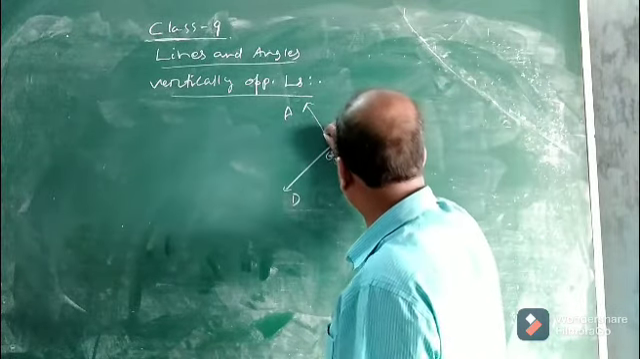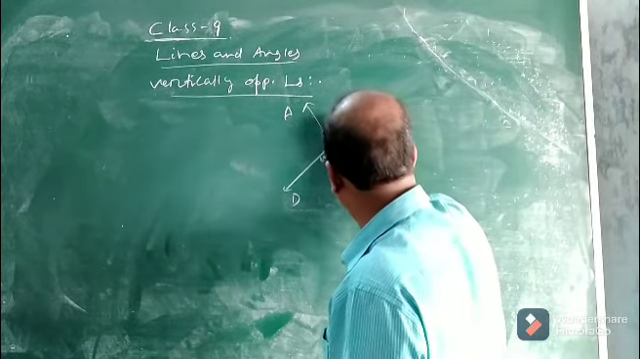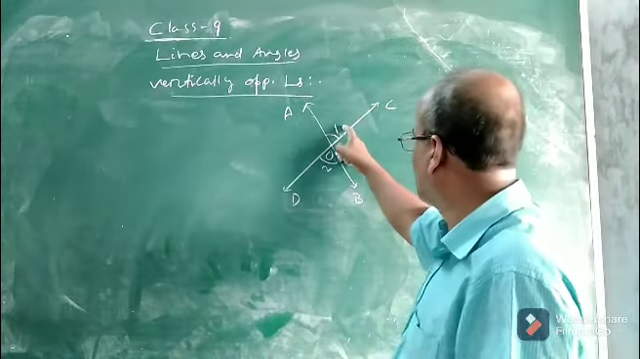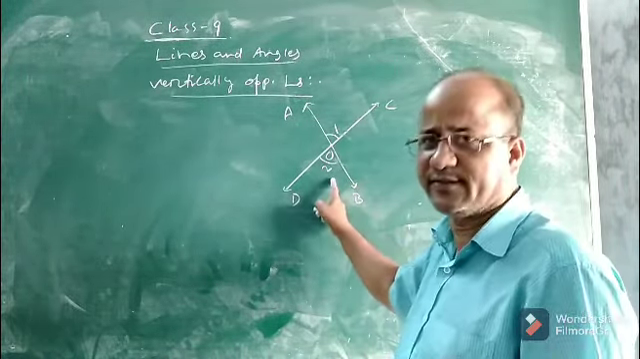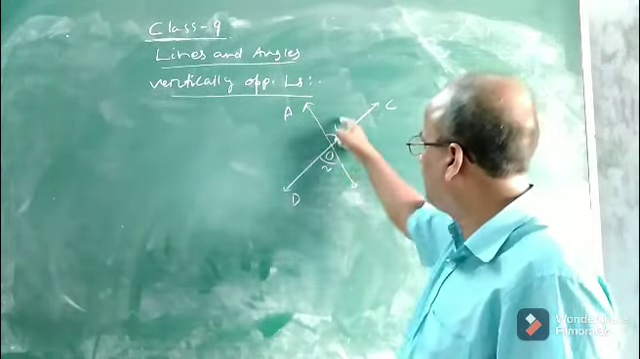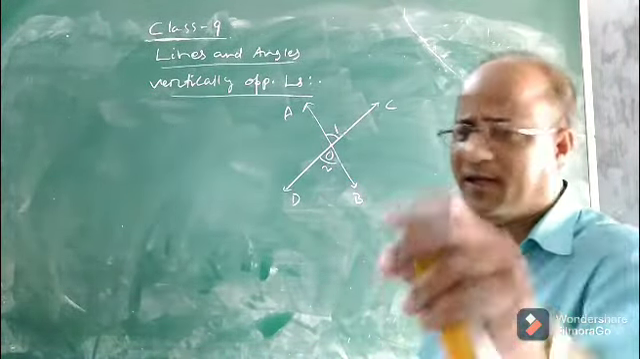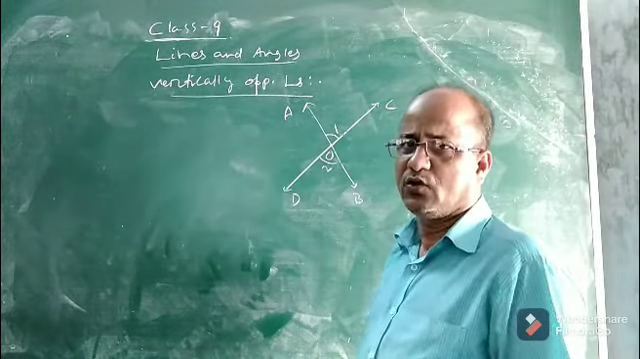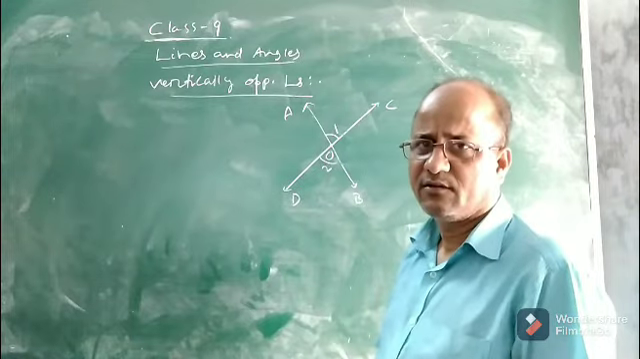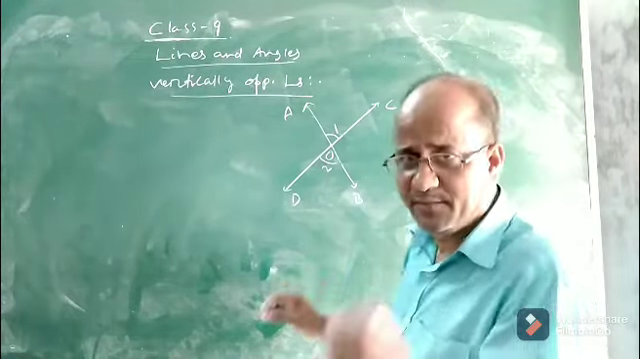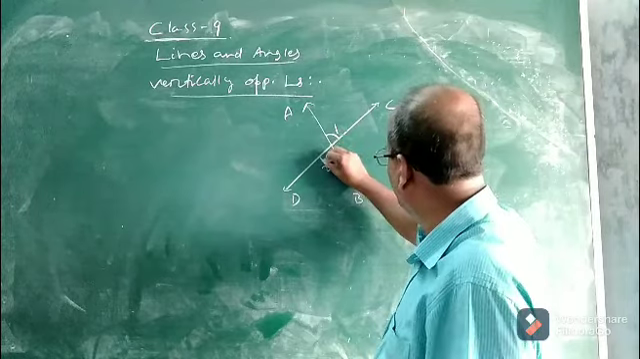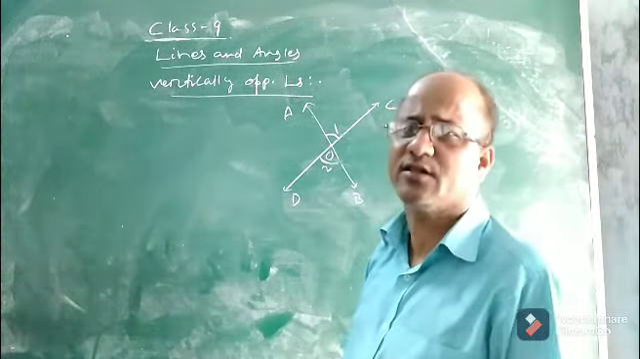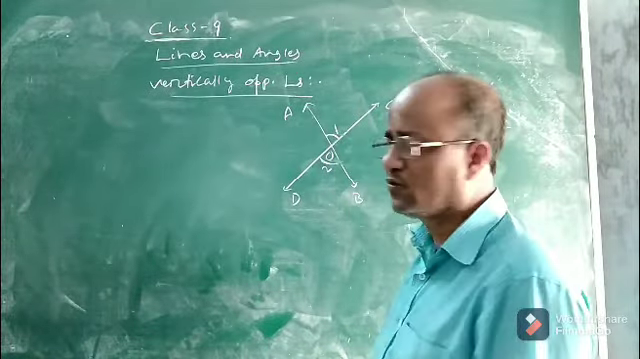Now consider this angle and this angle. Suppose this is angle 1 and this is angle 2. Let us name them: angle AOC as 1, angle BOD as 2. Now if I ask you, do angle AOC and angle BOD have a common vertex? The answer is clearly yes. The common vertex is O.